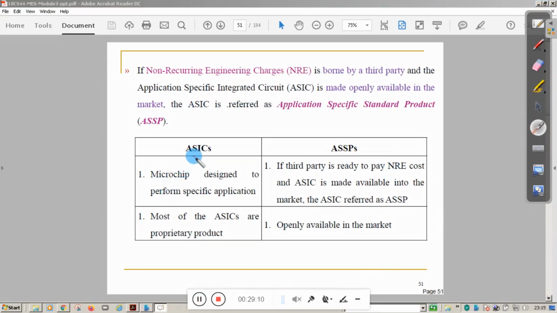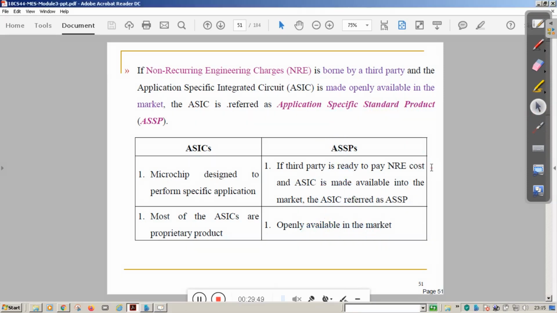So here is the difference between application specific integrated circuit and application specific standard product. Actually, ASICs are microchips designed to perform a specific application, and most of the ASICs are proprietary products, as I told earlier. But if a third party is ready to pay the NRE cost, we know what NRE is, non-recurring engineering charges, and the ASIC is made available in the open market, then the ASIC is referred to as an ASSP, that is, application specific standard product. So normally this is openly available in the market.